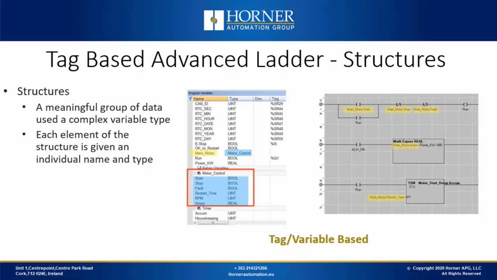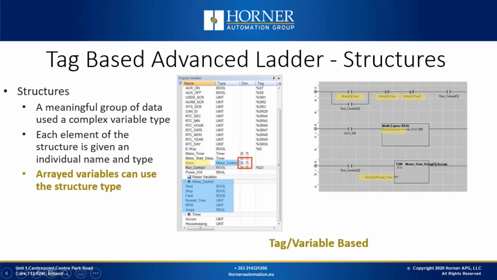So again, structures can be very useful, as they can be reused over and over again, and they can be used with both regular variables and array variables. So as you can see here, we have an arrayed variable, motor, of type motor_control, which is dimensioned 8 times, from motor sub 0 to motor sub 7. If you look to the graphic on the right, you can see when calling these arrayed variables, we use motor sub 3.start and motor sub 3.stop, referencing the 4th motor in the arrayed variable.